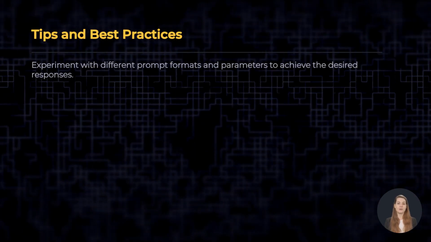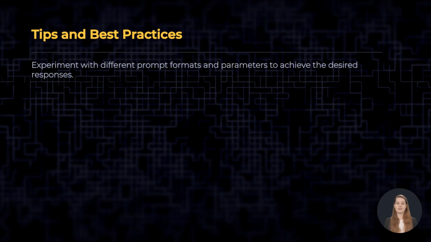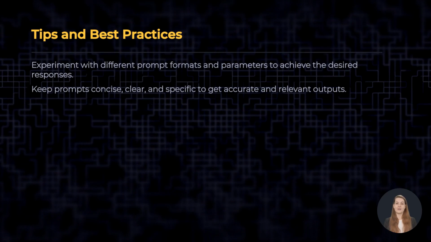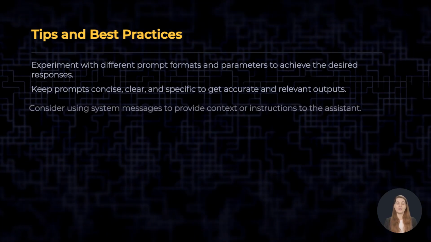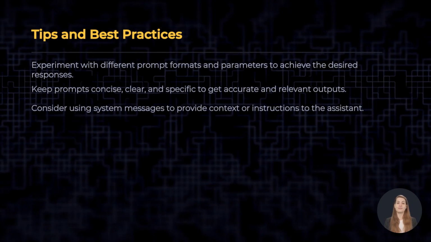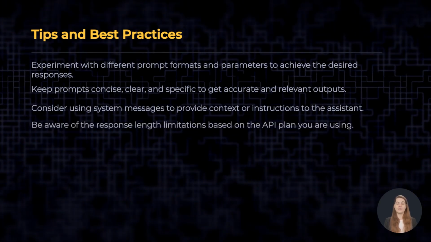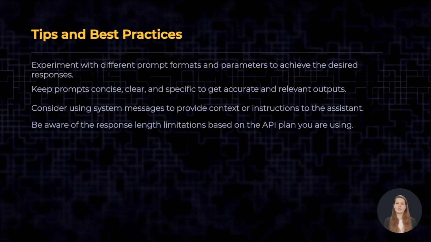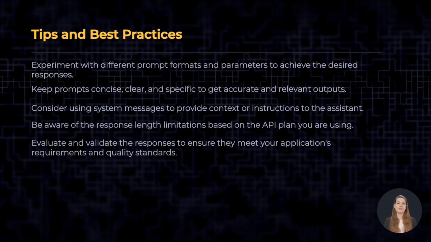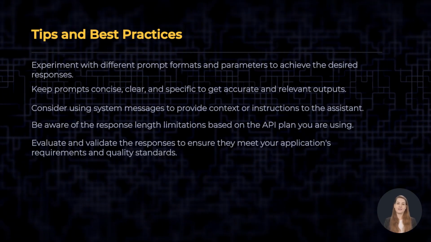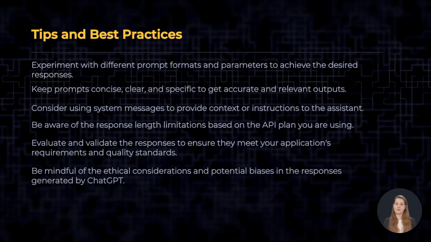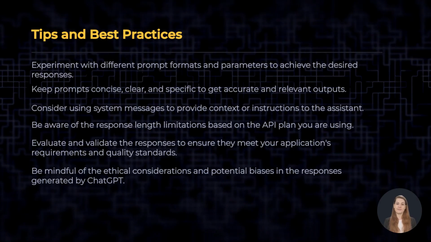Experiment with different prompt formats and parameters to achieve the desired responses. Keep prompts concise, clear, and specific to get accurate and relevant outputs. Consider using system messages to provide context or instructions to the assistant. Be aware of the response length limitations based on the API plan you are using. Evaluate and validate the responses to ensure they meet your application's requirements and quality standards. Be mindful of the ethical considerations and potential biases in the responses generated by ChatGPT.